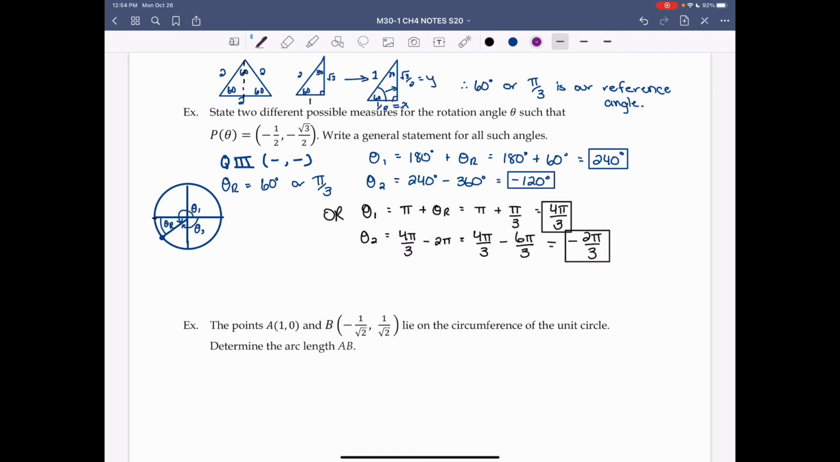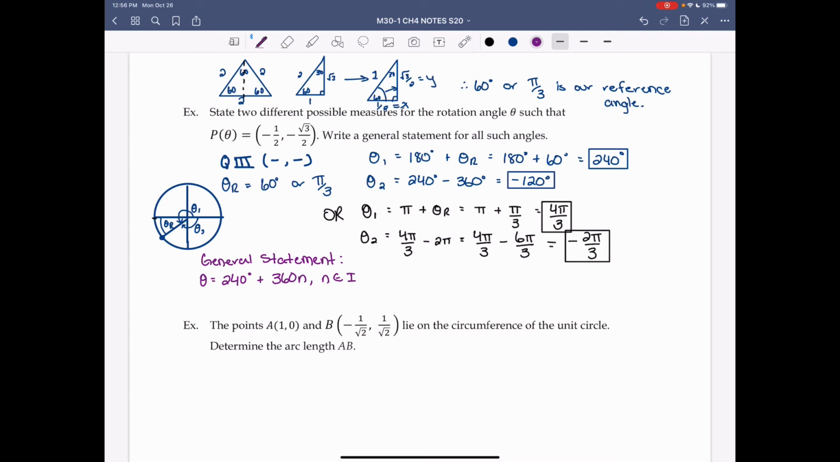Next, we want to write a general statement for all angles in this position, because there's an infinite number since we can go around and around and around in both the positive and the negative direction. First, for degrees, we would have theta equals the principal angle, which is 240 degrees. And then we would have plus 360 degrees times n, where n is an element of the integers.